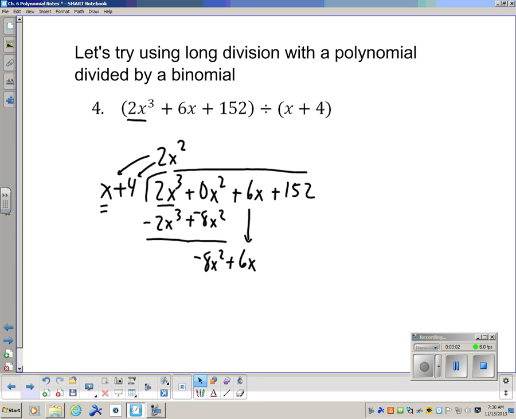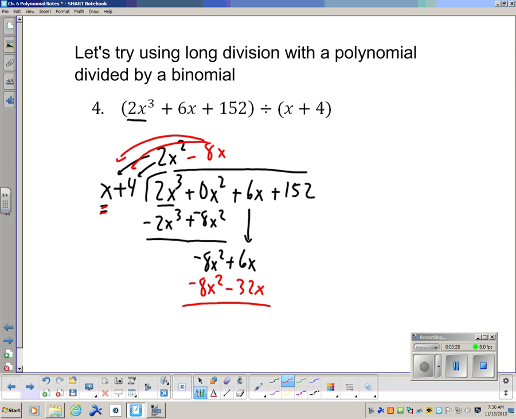So now I'm going to think x times what gives me negative 8x squared. Oh yeah, that would be negative 8x. So I'm going to change this up here to a minus 8x. Going to distribute that through. Negative 8x times x is negative 8x squared. Negative 8x times 4 there is minus 32x. Change my signs. Add them together. The x squareds go away. This gives me 38x. Bring down my next term.